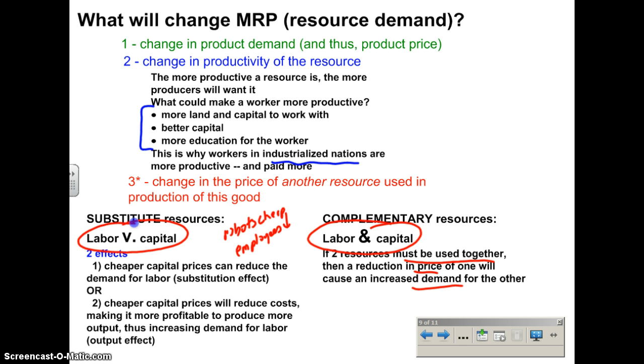Another possibility, though, which we call the output effect, is that cheaper capital makes it so much more profitable to run the company that the company begins to expand output and ends up hiring more labor anyway. So those are a few of the ways that another resource could actually change the MRP for a worker.